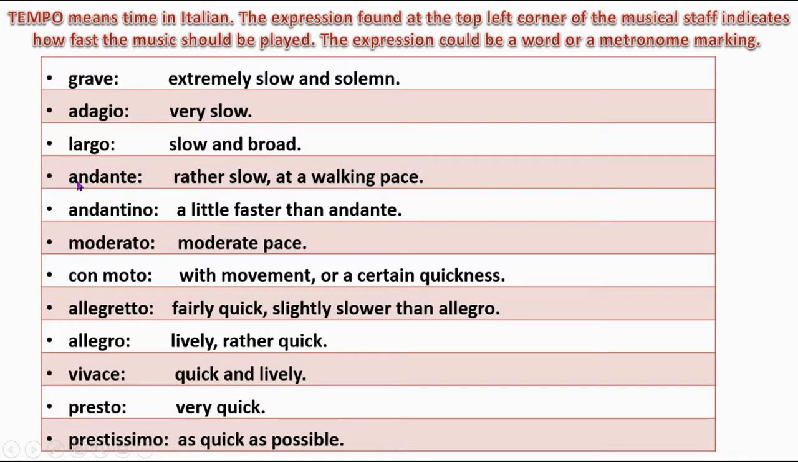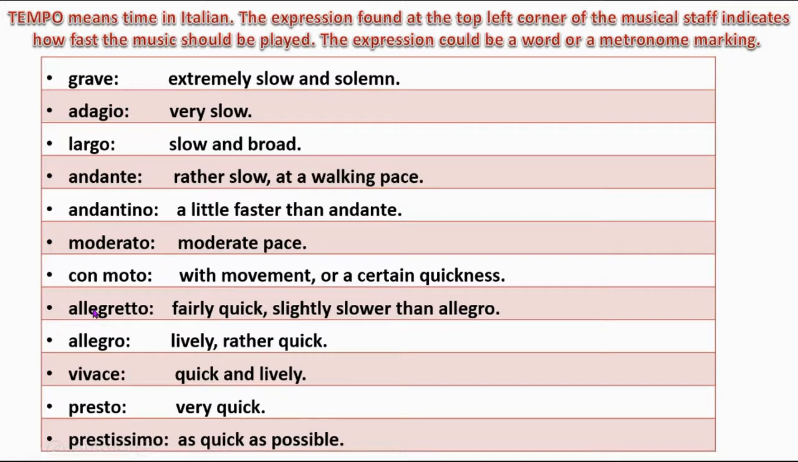Andante. Rather slow, at a walking pace. Andantino. A little faster than andante. Moderato. A moderate pace. Con moto. With movement or a certain quickness.